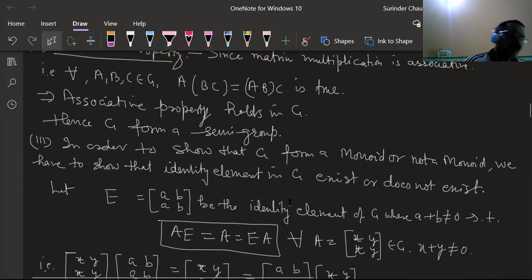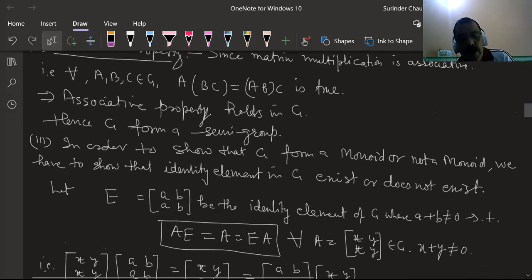Now, in order to show this will not form a monoid, we have to show that the identity element does not exist. So let us suppose that this E is the identity element of G. Means E is of the type with first element a of the first column and the same element b in the second column, and the sum of this a and b, a plus b, is not equal to 0.